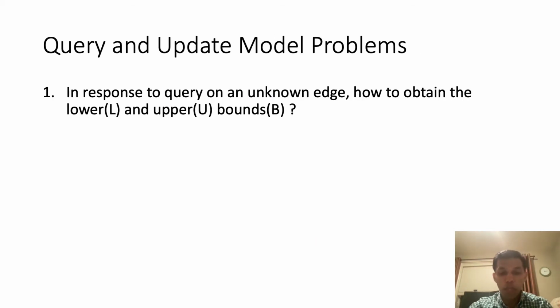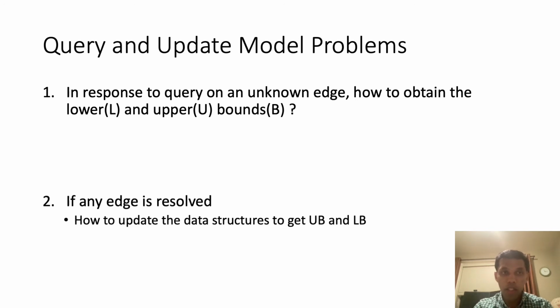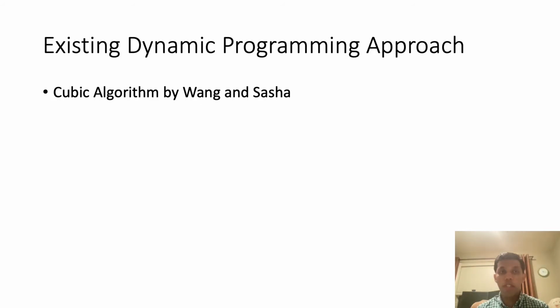Thus we formulate two main problems that we tackle in this work: the query and the update problems. The first problem is, in response to a query of an unknown edge, how to obtain the lower and the upper bounds exactly. And if any of the edges is resolved, the second problem is how to update the data structures to get the latest upper and lower bounds on the next queries. There's an already existing dynamic programming approach given by Wong and Sasha, which is a cubic algorithm, but we would like to see the possibilities of improving these complexities.